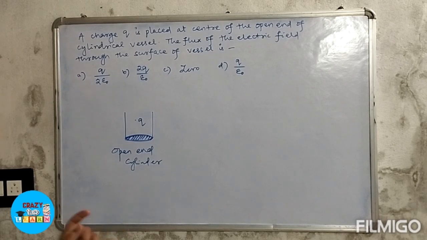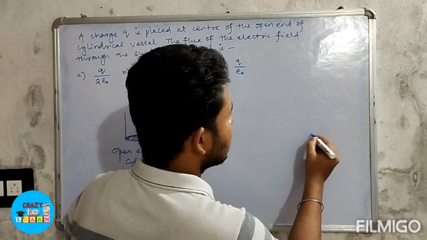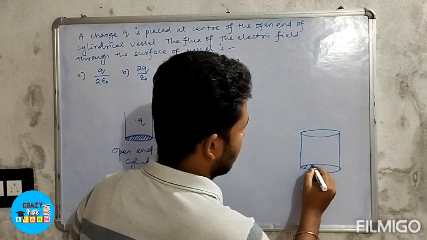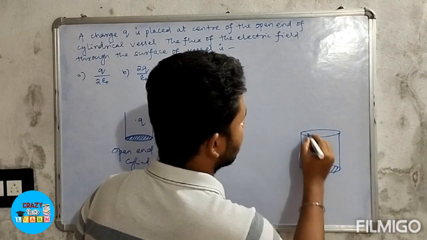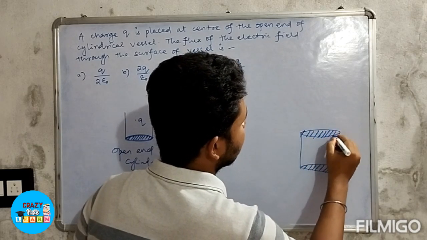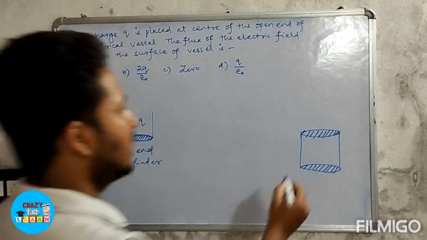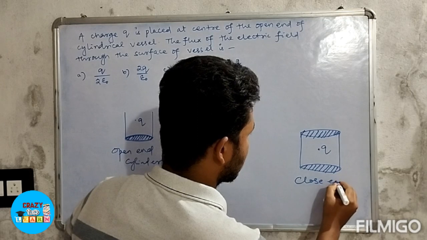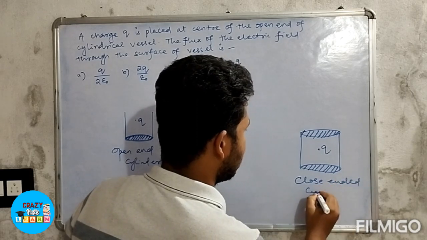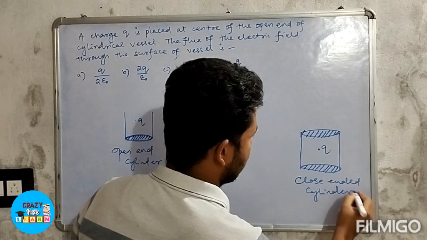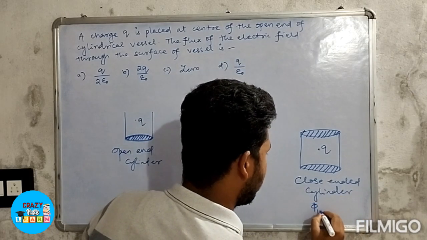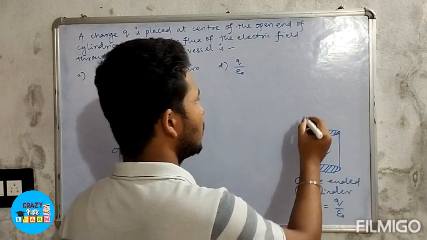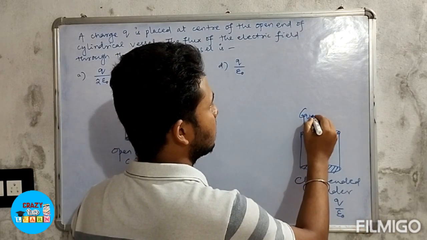I already explained to you, when the cylinder is a closed one, both surfaces are closed and charge Q is given, then phi E is equal to Q by epsilon naught. We discussed this according to the Gauss theorem.